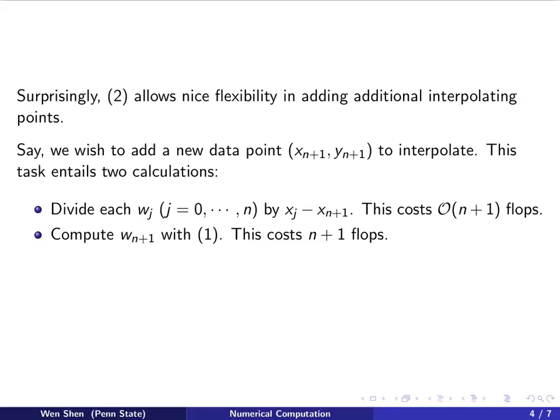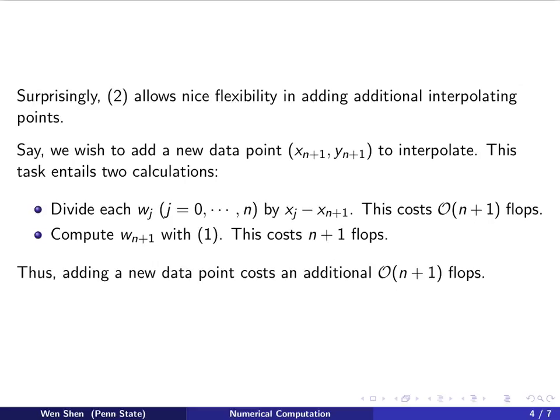And then we compute the new weight n+1 with the expression 1. That was the expression for the weight. And we see that that costs n+1 flops, which magnitude-wise is the same order. And thus, adding a new data point would cost us an additional computation of order n+1 flops. So one would say that's rather efficient and not expensive.